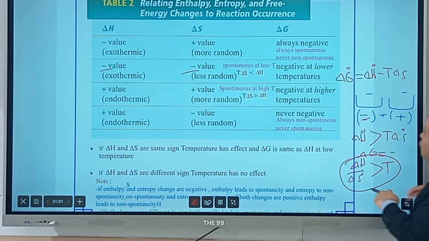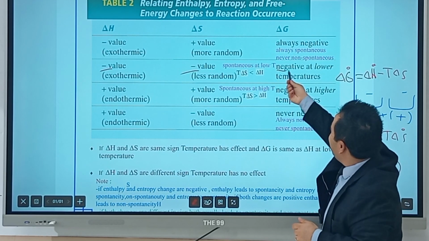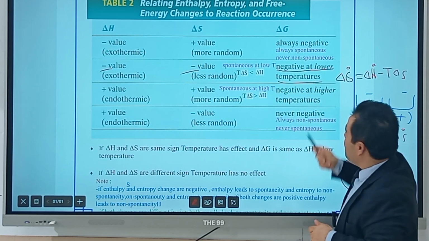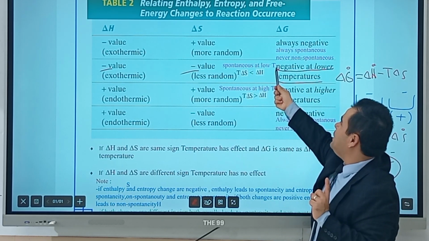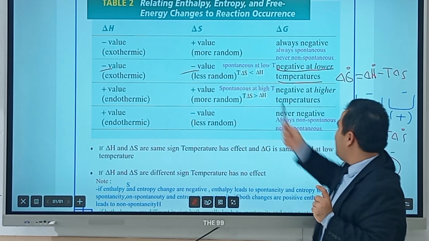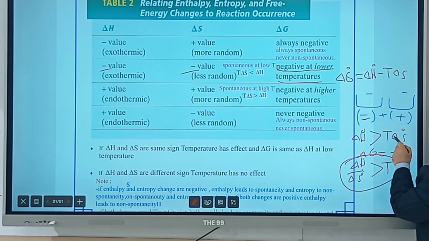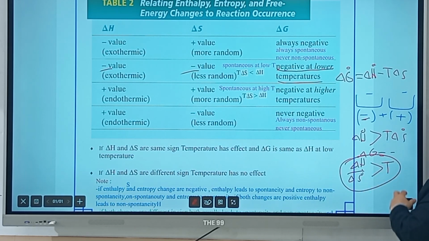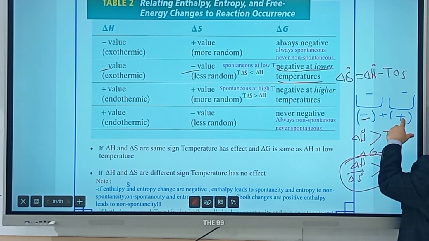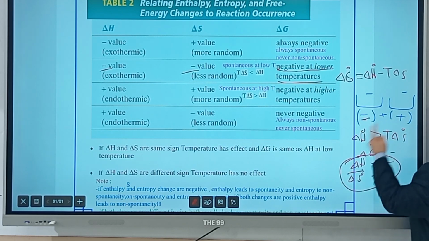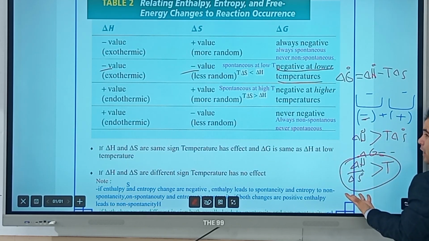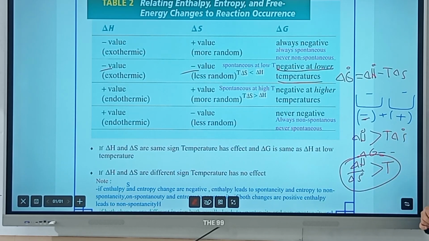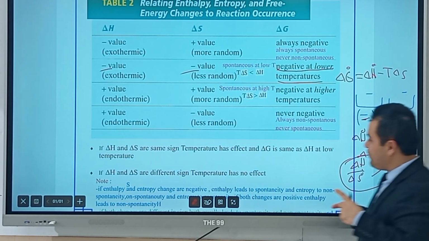So delta G is negative at lower temperature, or we can say spontaneous at low T, or T delta S lower than delta H, or T lower than enthalpy over entropy is spontaneous. When will it be non-spontaneous? If T delta S, positive, is higher than delta H, and if T is higher than enthalpy over entropy, at high temperature this reaction is non-spontaneous.